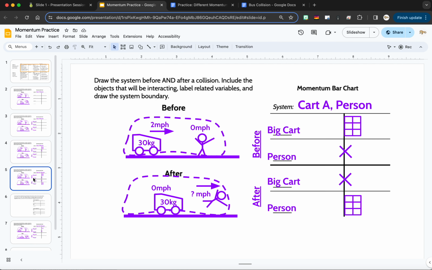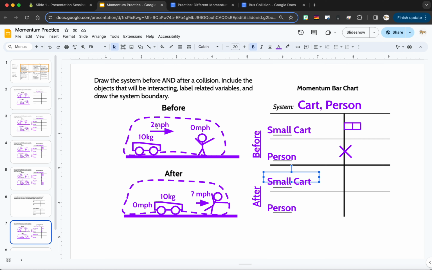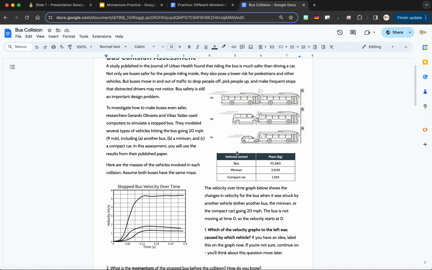So actually, this shouldn't say cart A, and it shouldn't say big cart. It should say small cart, or light cart, because the reason I'm including the second bar chart is to show that a smaller or less massive cart moving the same speed will hurt this person less. So your job now is to think about how you can show that on this bus test with a system involving this stopped bus and some other vehicle, and then a second system with the stopped bus and another vehicle.